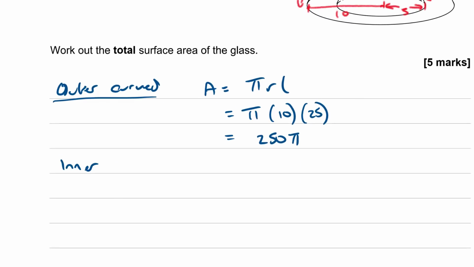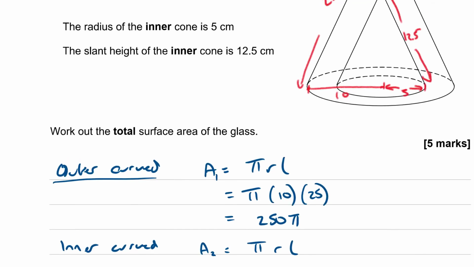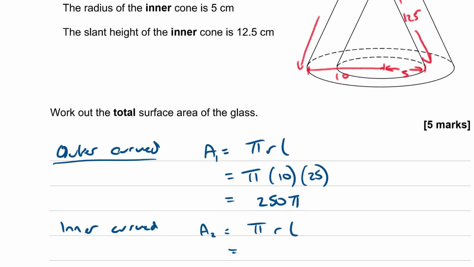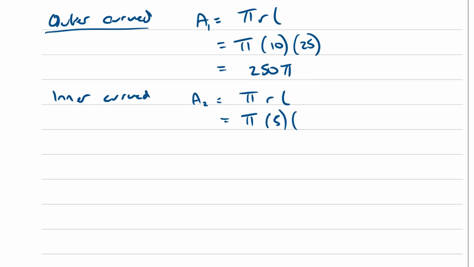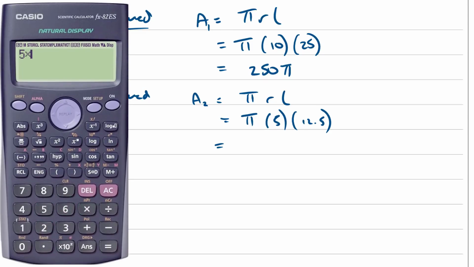The inner curved area, let's call it A1 and A2. A2 is going to be pi RL again, so we said that the inner radius was 5 and the inner slant height was 12.5, so that's pi times 5 times 12.5, which is 12.5 times 5, 62.5, so that's 62.5 lots of pi.